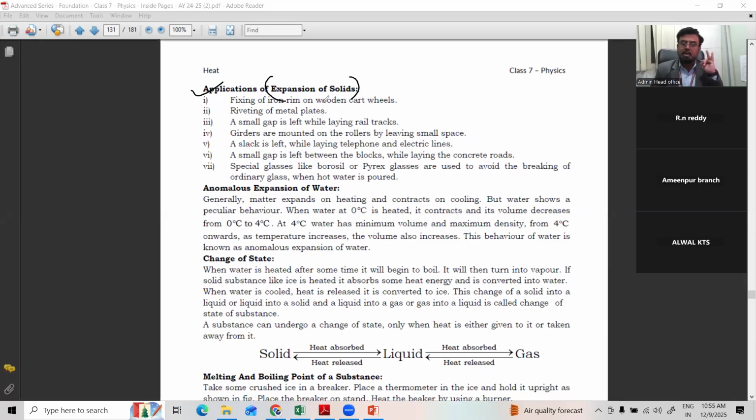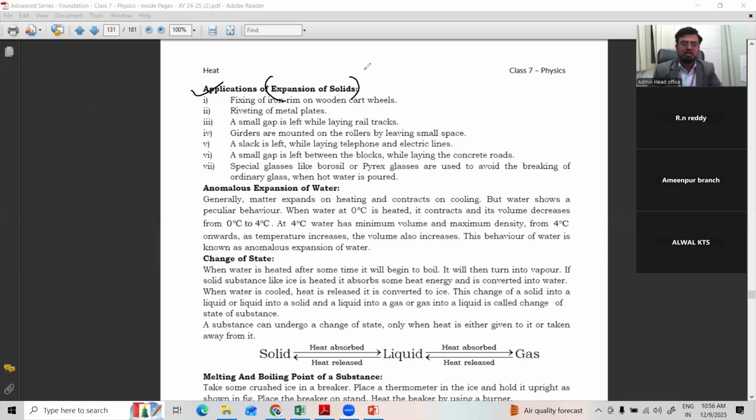Solids, liquids, and gases all expand on heating. But solids expand in three ways, whereas liquids and gases don't have any fixed shape or size. They undergo only volumetric expansion. The volume only increases. When you heat water, its volume increases. When you heat a gas, it spreads and its volume increases. But there won't be any other increase. In the case of solids, there are three types of increase: lengthwise, breadthwise, and volume-wise. Right, that we'll see.